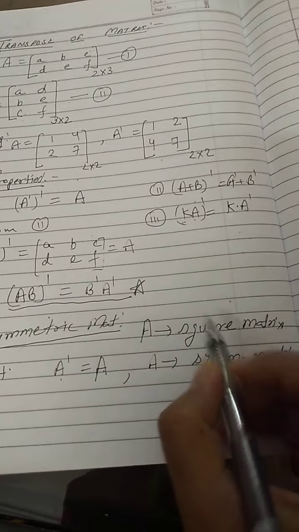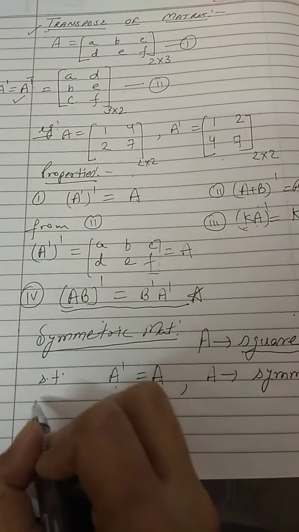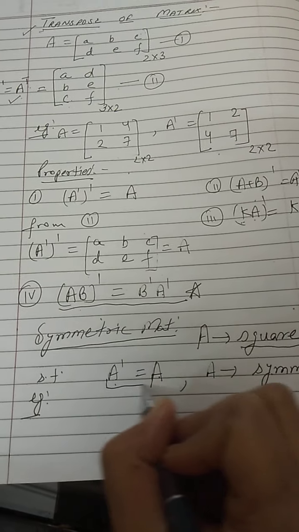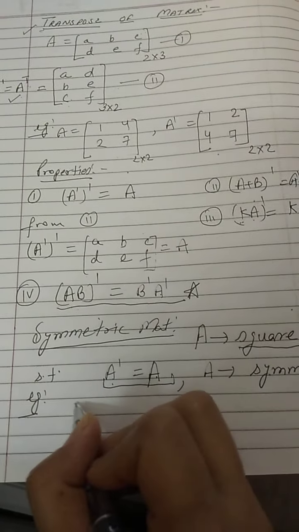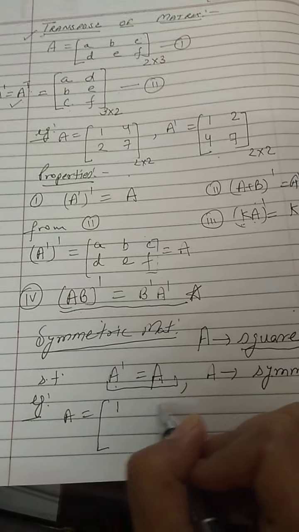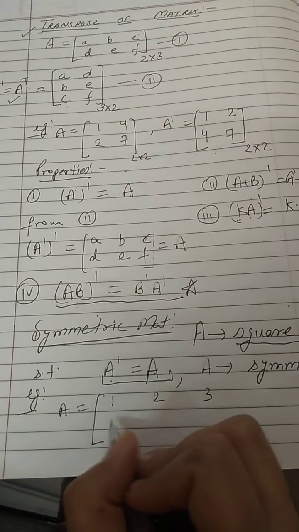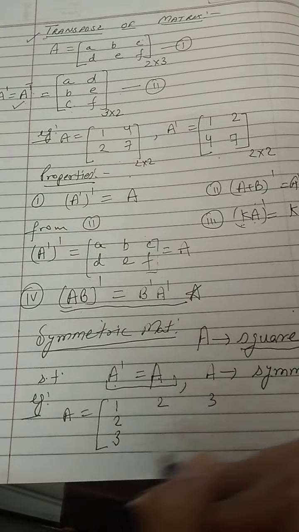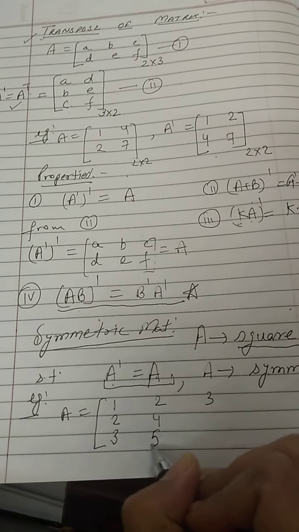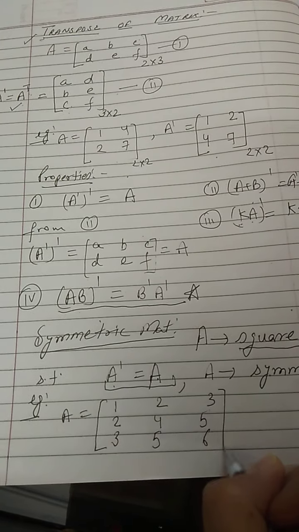But remember, what is the condition? The matrix should be a square matrix. Okay, so let me give you one simple example. What does it mean when I say A transpose is equal to A? Let us take A matrix: 1, 2, 3, 2, 3, 4, 5, 5, and here I am taking 6.